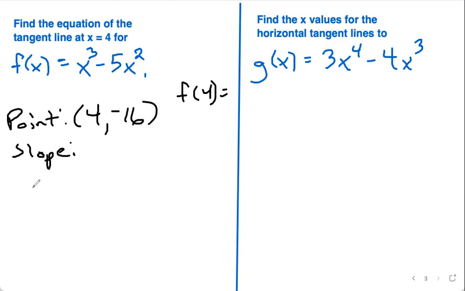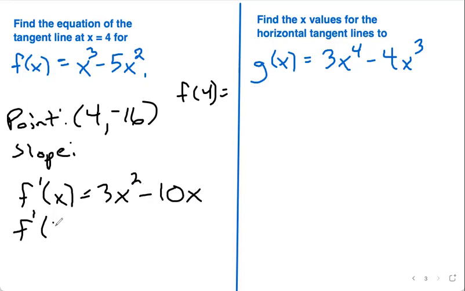The slope is going to come from the derivative. So you have to take the derivative here: put the power in front, subtract 1 from the power, minus, put the power in front, subtract 1 from the power, and now we do f prime of 4. So that'll be 3 times 4 squared minus 10 times 4, which will give you 8.